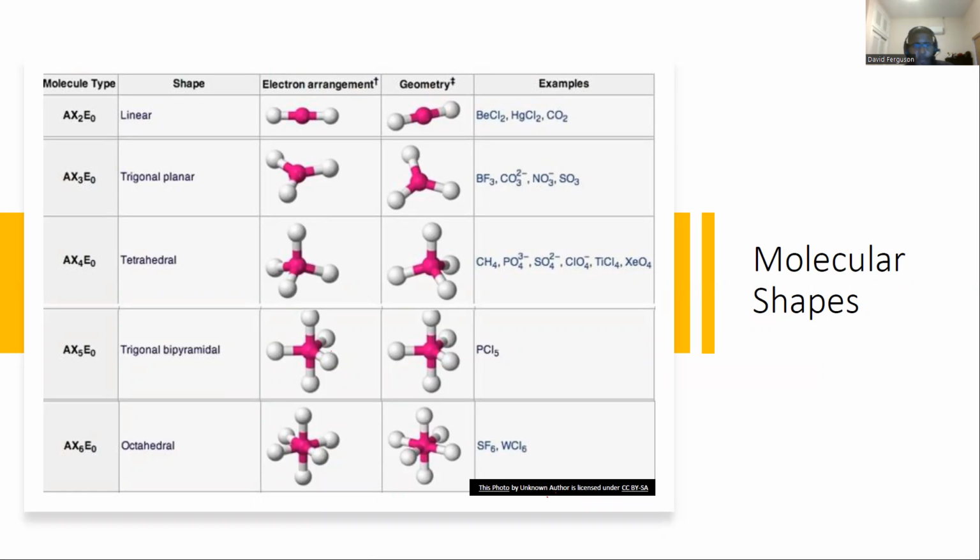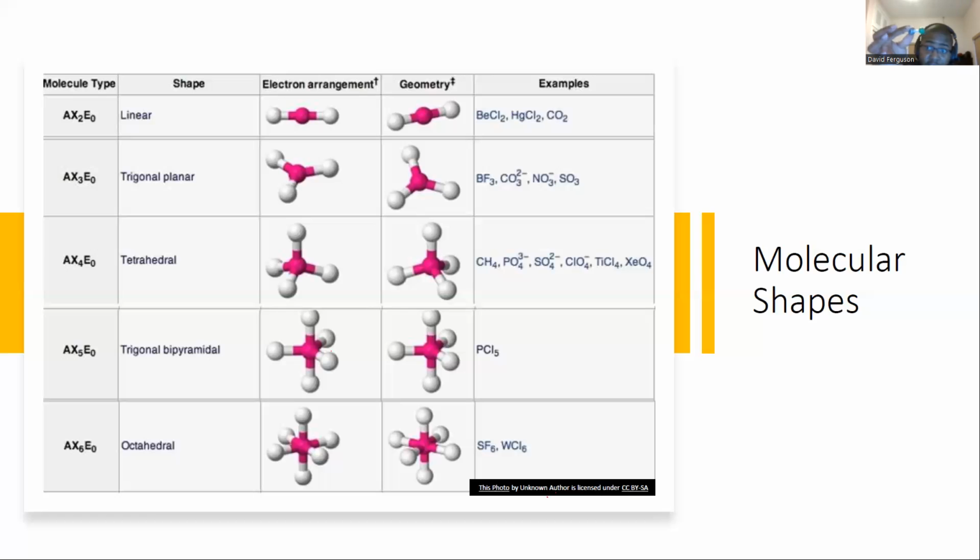So, linear: beryllium chloride is a classic example of a linear molecule. I'm using a model kit. If you can't afford a modeling kit, you can use gumdrops and toothpicks, or styrofoam. You can use toothpicks as the bonds and gumdrops as the different atoms. But I'm using a modeling kit for this lecture video this afternoon.